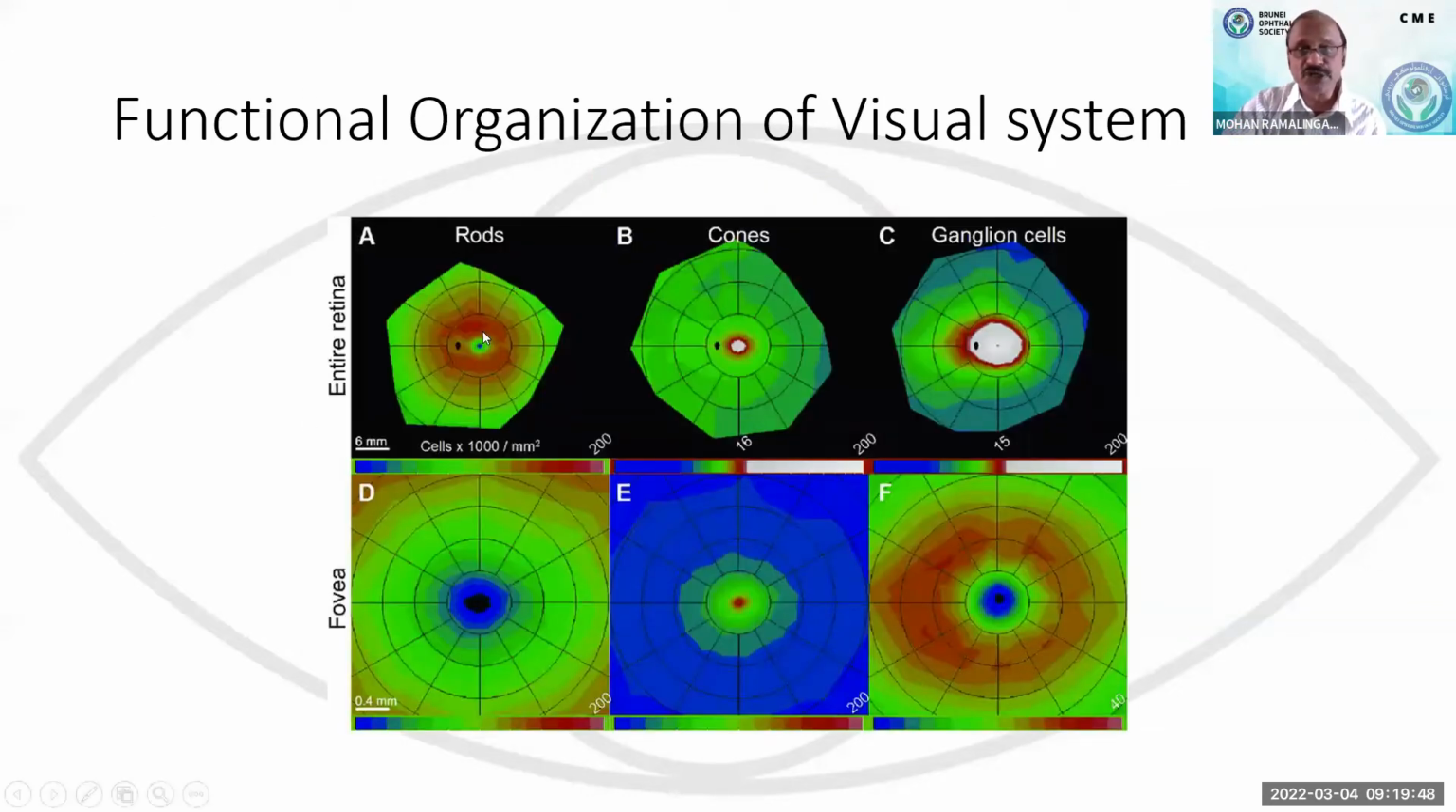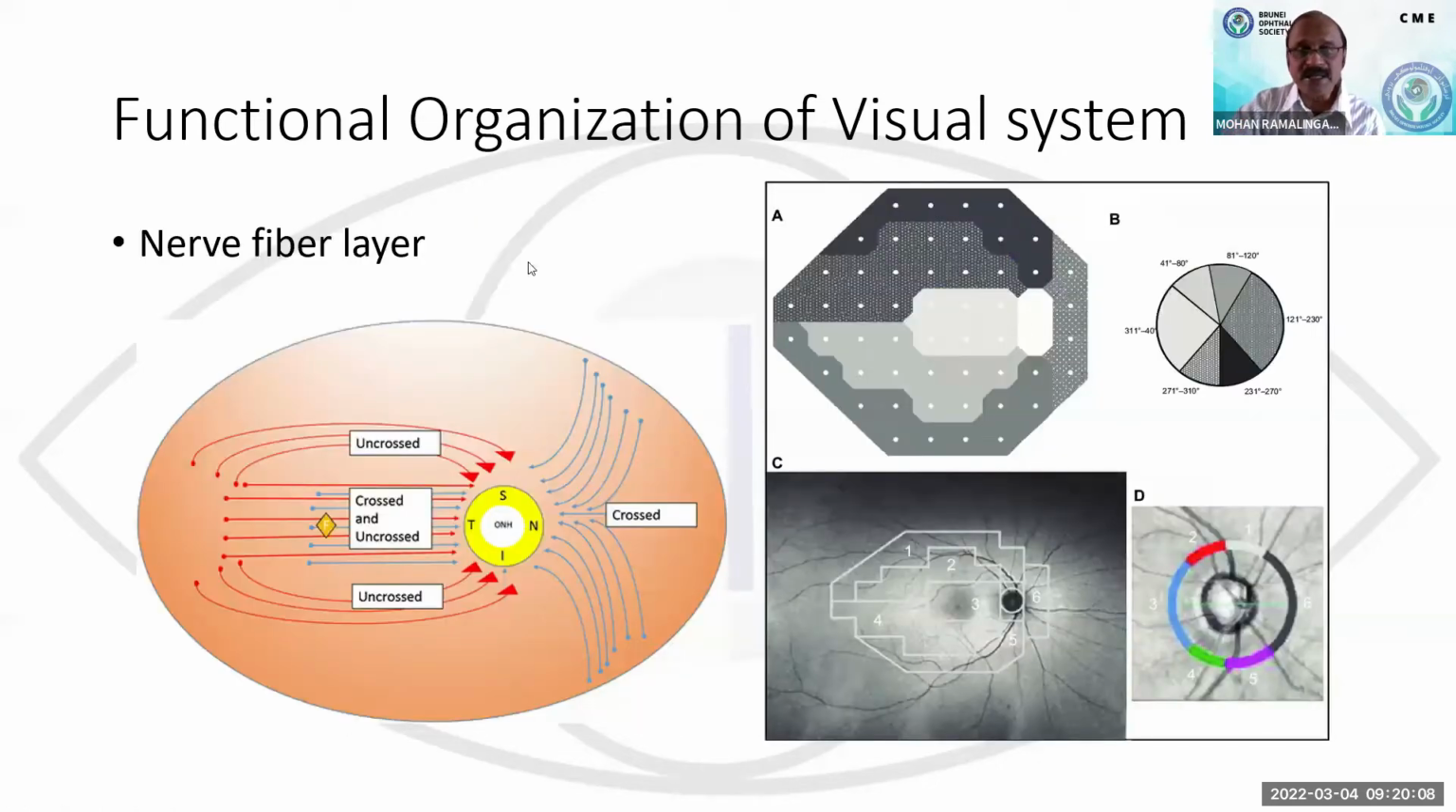Now, this is the distribution of the rods and cones in the retina. Why do we need to know this? The rods are in the periphery and the cones are in the center. And our hero, the ganglion cells of the retina, are more in the center, otherwise called the macula of the retina. Now, after the ganglion cells, they form the nerve fiber layer of the retina. And as you know, in the nerve fiber layer, there is a vertical transition or cutoff at the macular level where they form the crossed and uncrossed fibers.